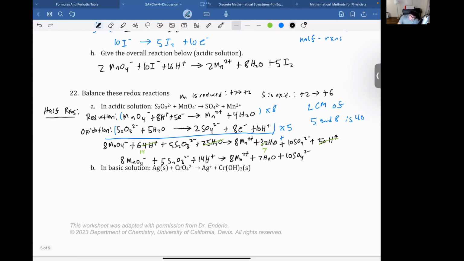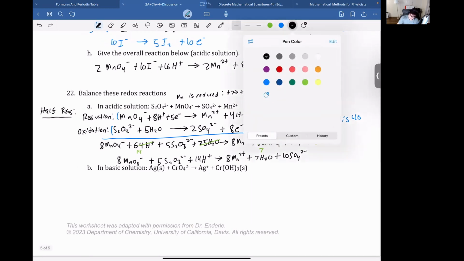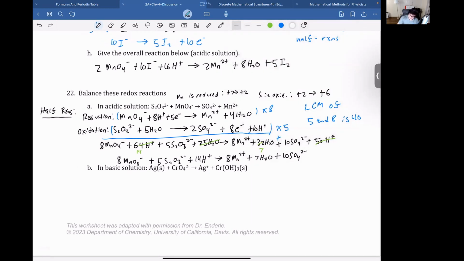It says in a basic solution, we have silver plus chromium oxide yields silver ion plus chromium hydroxide. So we're going to treat this the same at first as an acidic solution, and then there's just one step at the end that you have to change. Everything else is the same though. I'm also going to get rid of this so I have more space.